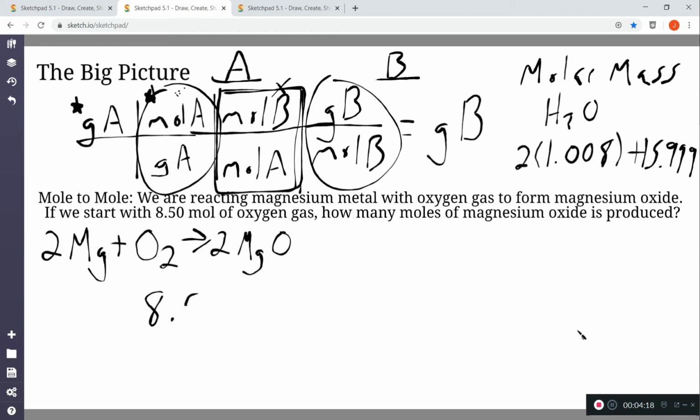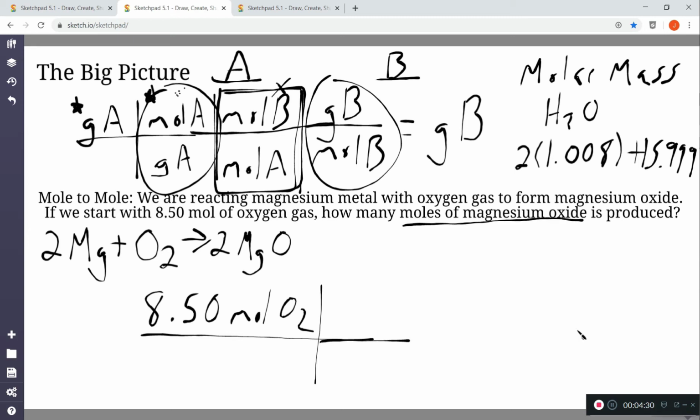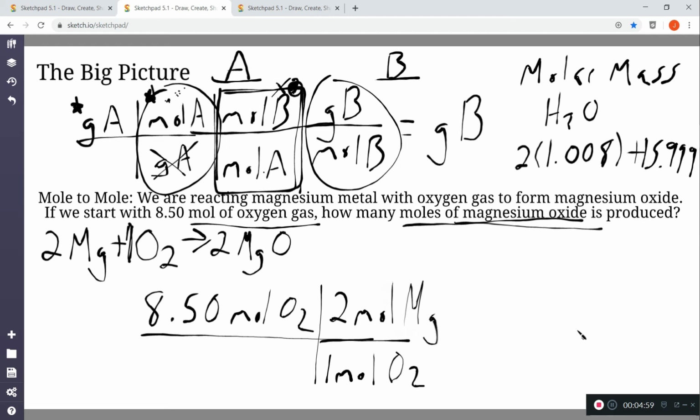We're starting in the mole. And where do we want to get to? We want to get to moles of magnesium oxide. So if this is moles of A, this is moles of B. So we just need to get from here to here. So we don't need this part. We just need our mole of A to mole of B ratio. And where do we get that? From our balanced equation. According to this equation, 1 mole of O2 will give us 2 moles of magnesium oxide.